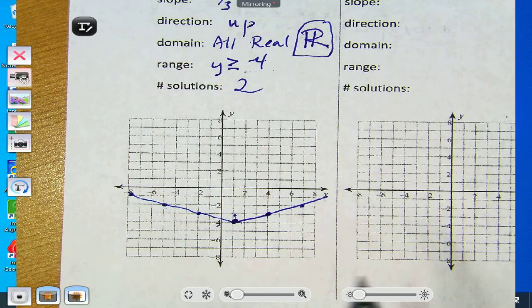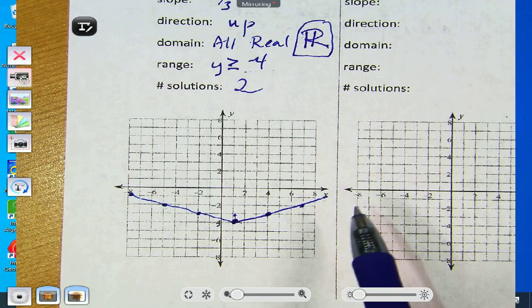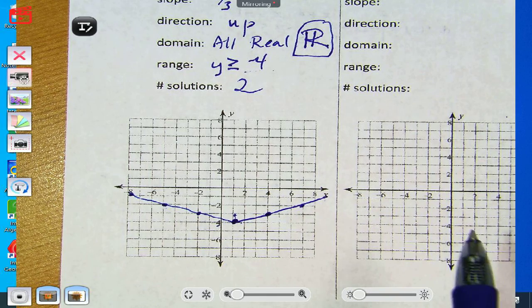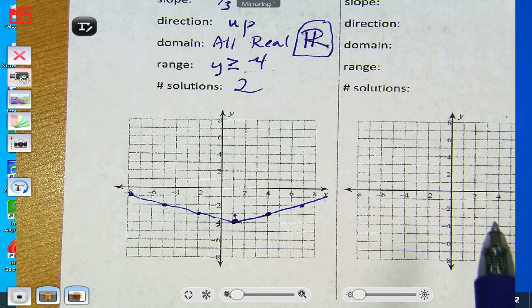So if that would have been above the x-axis, you would say 0? Correct. So that's a good point. I can have 2 solutions, I can have 0 solutions, I can have 1 solution. Can I have more than 2 solutions? No. So your choices are 0, 1, or 2.